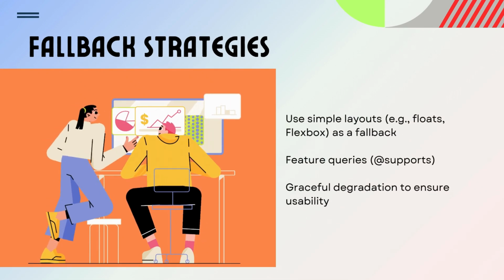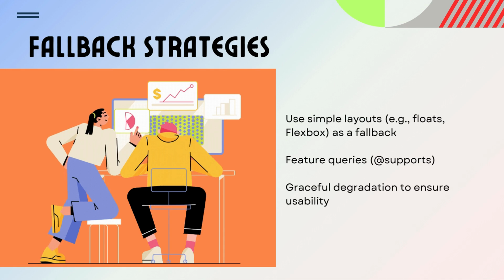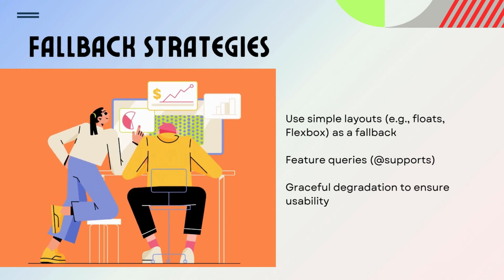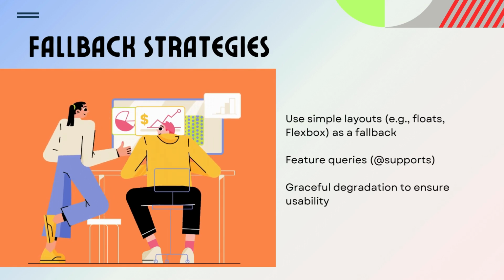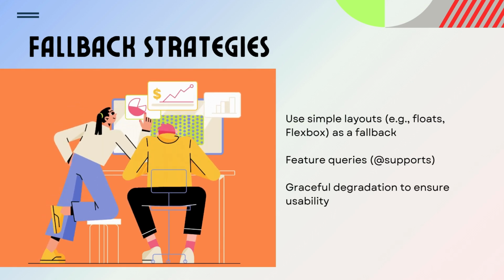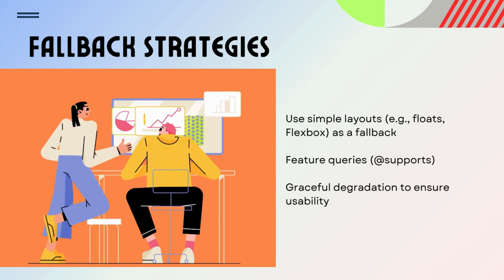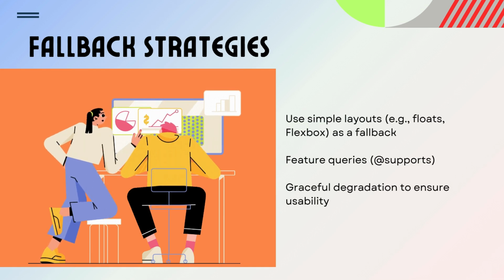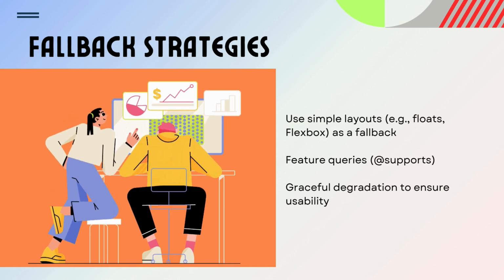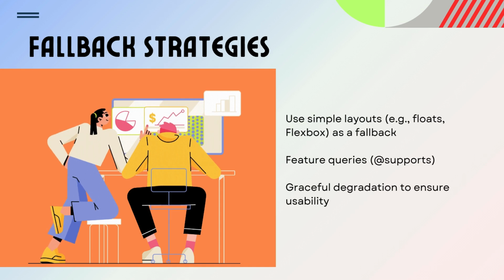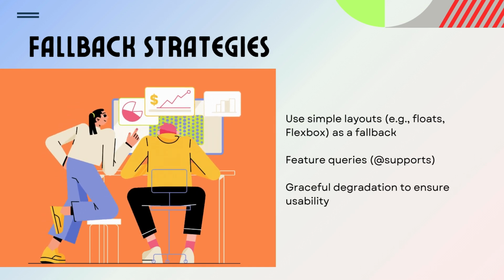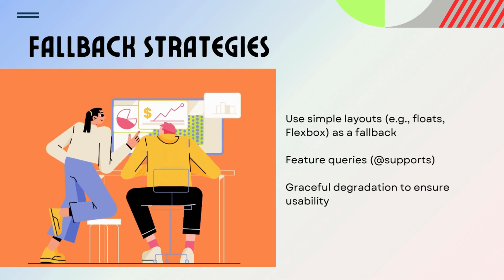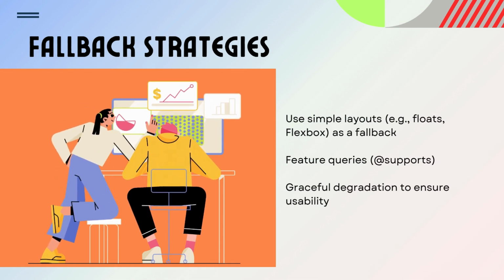Fallback strategies ensure your content is accessible to all users. For browsers that don't support CSS Grid, we can use older, more broadly supported layout methods. This might include floats or flexbox. We can use feature queries, known as @supports in CSS, to detect if the browser can handle certain CSS features. If not, we apply a simpler layout so the site remains usable.